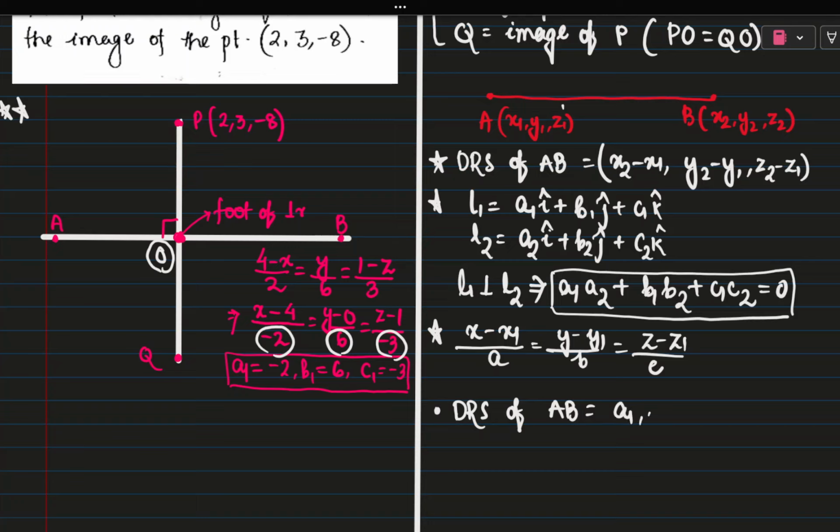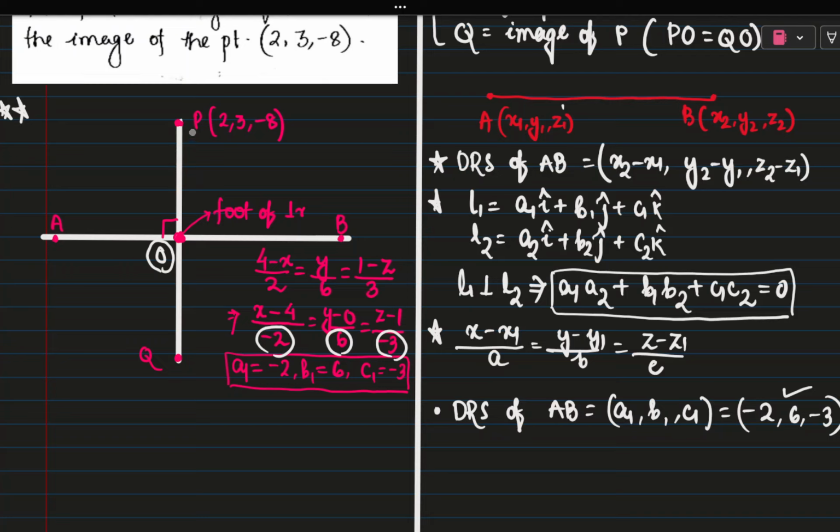If I write it in the form of A1, B1, C1, how much am I getting? Minus 2, 6, and minus 3. As AB is perpendicular to PO, if I get the direction ratio of PO, then A1 A2 plus B1 B2 plus C1 C2 will be equal to 0, as they are perpendicular.